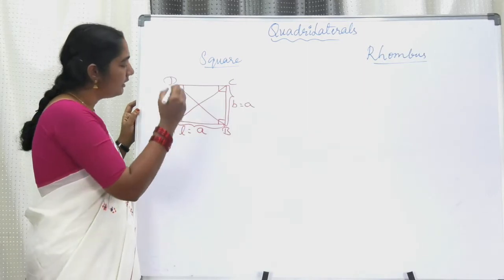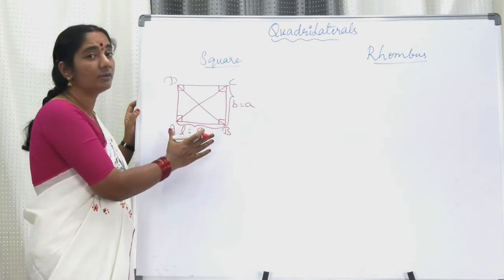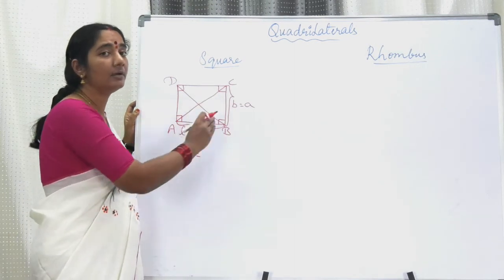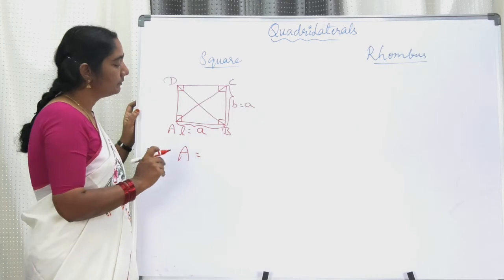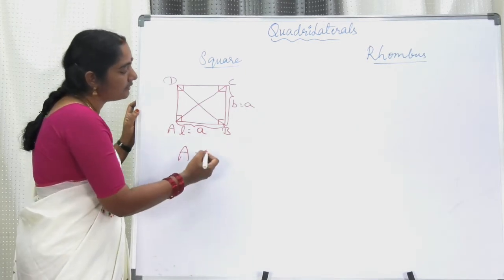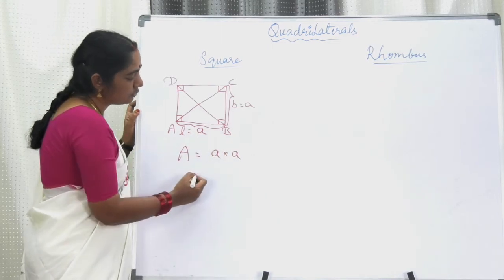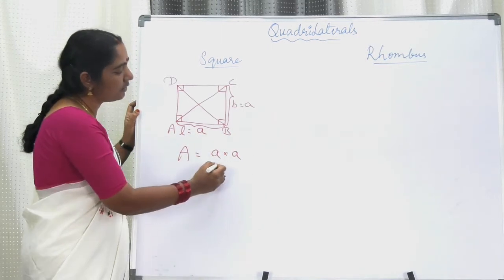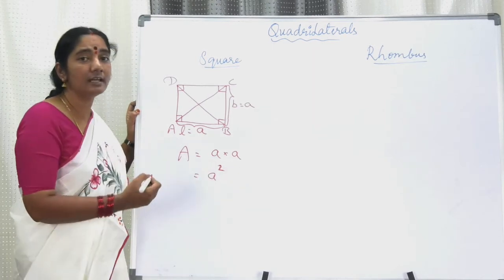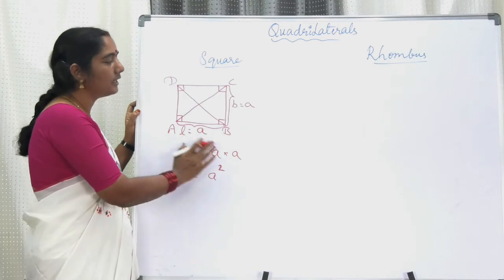And the area of a square is a two-dimensional figure, because it has length and breadth. Area is nothing but length into breadth. Here length and breadth are equal, so we generally call it the side squared. Square of the side is the area of a square. So now we understood what the area is.